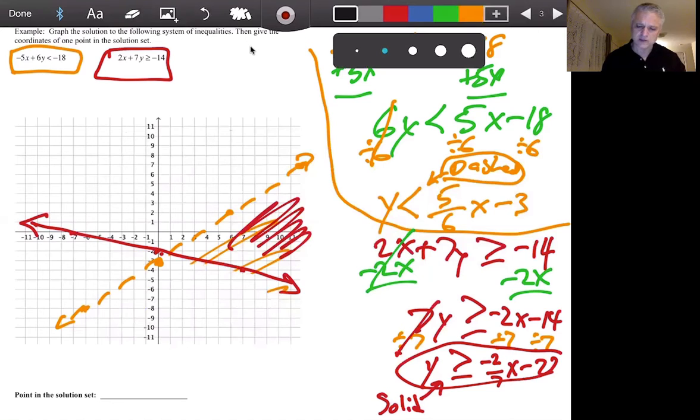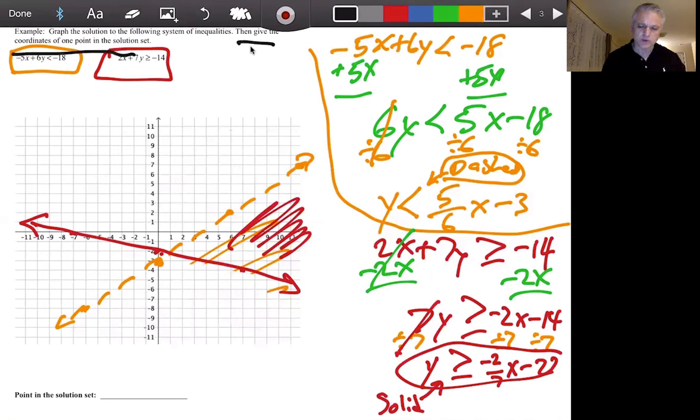Now, we're going to answer the last question. Give the coordinates of one point that's in your solution set. So we have to give just one pair of coordinates for that region. You can pick any point you want. You could pick this point right here, 6, negative 2. You can pick this point right here, 6, 0. You can pick this point over here, 10, 0. You could go 10, 4. Doesn't matter. You can pick any of these points you want. I'm going to pick this guy right here. Let's go with 9, negative 3.